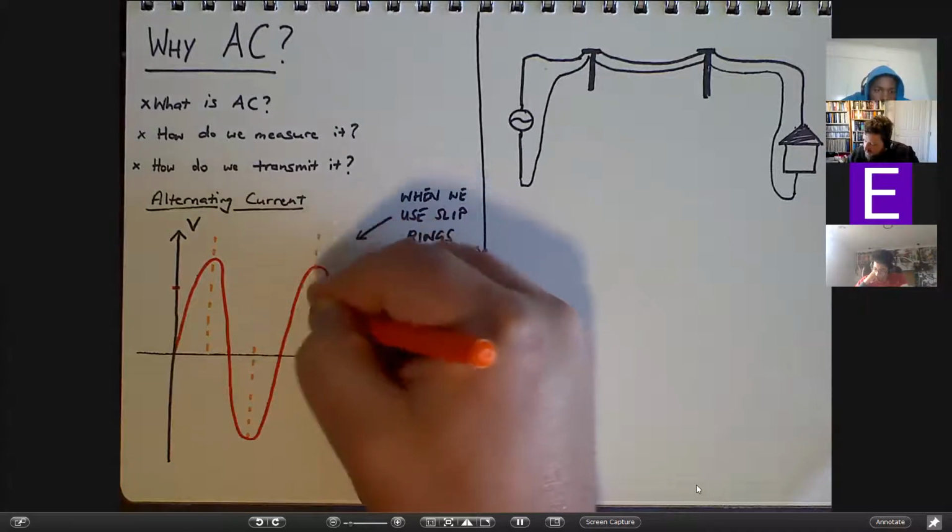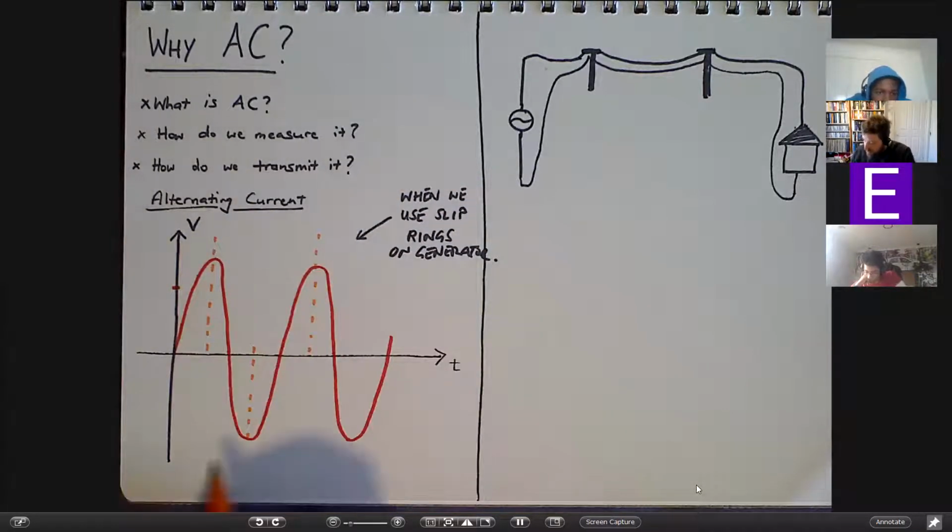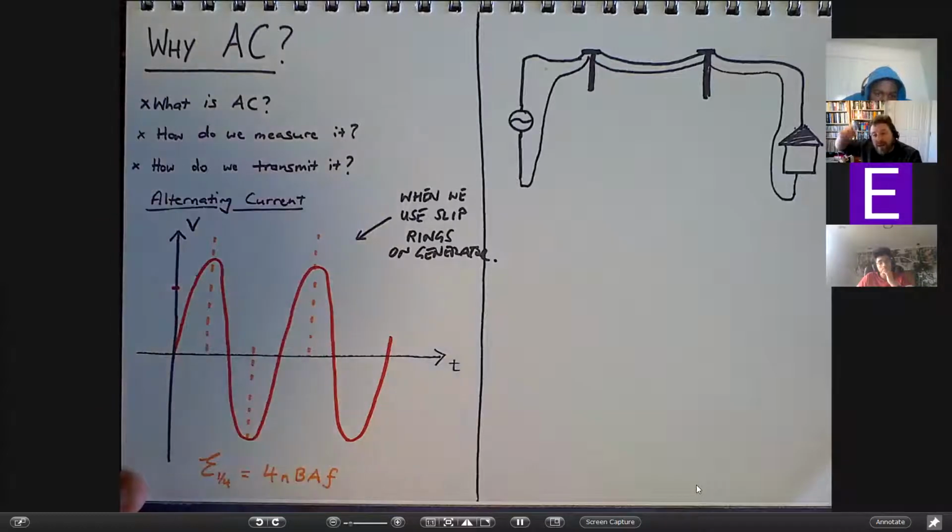In each quarter cycle, we were able to say the average EMF per quarter is 4NBAf. These are all the factors that go into producing this electricity. The four represents the fact that it's a quarter of a full cycle, a quarter of a period, and that's the delta T on the bottom, so it comes up to the top. N is how many times we've looped the wire around the loop on the generator. B is how strong the magnetic field is that we're rotating the generator through. A is the area of the loop. And f is the frequency that we're spinning this thing at.